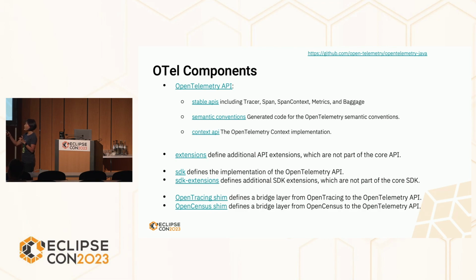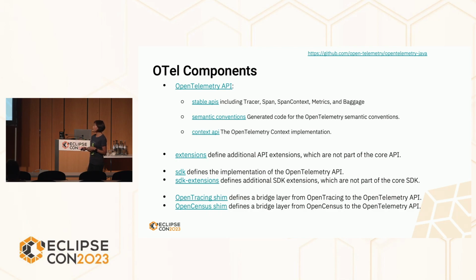So basically it's the bridge. How to directly continue to use OpenTracing, but be understood by the OTel collectors and so on. So there's an OTel shim. It defines the bridge layer from OpenTracing to the OpenTelemetry APIs. So you can use the shim library to migrate directly from OpenTracing to the OpenTelemetry APIs. Similarly, for OpenCensus, there's an OpenCensus shim, also a bridge layer from OpenCensus to the OTel API.